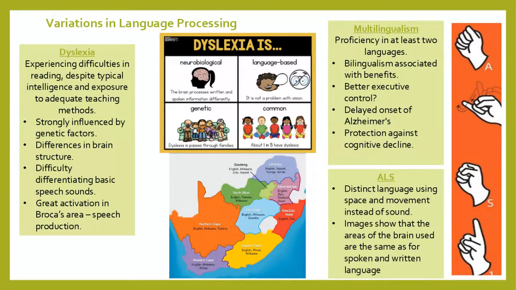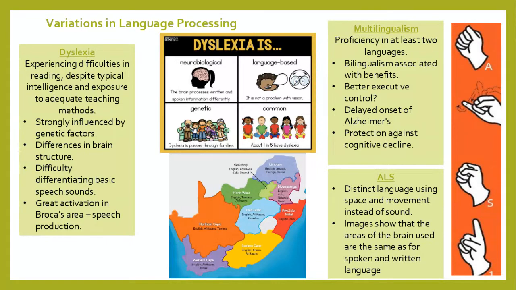There are differences in brain structure between children or adults with dyslexia. Children or adults with dyslexia have difficulty differentiating basic speech sounds, and generally it shows a greater activation in Broca's area in speech production. So dyslexia is a problem. It's neurobiological.